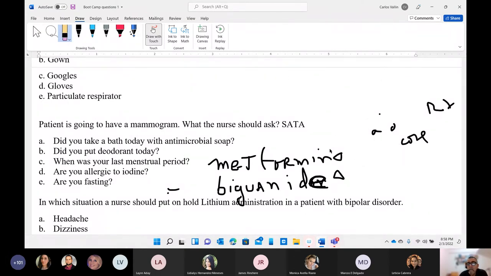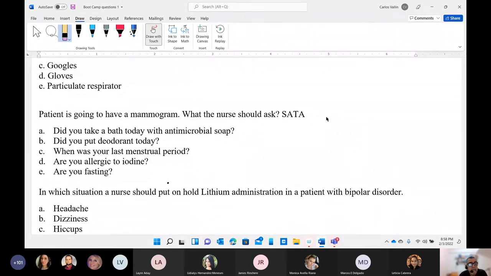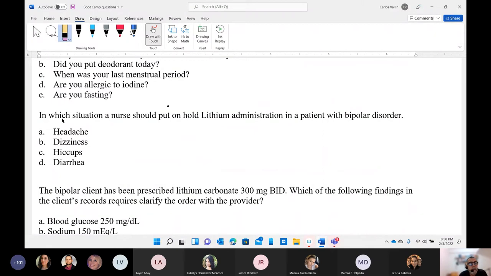I don't know if it's going to be in your test or not, but anything can be in your test, okay? In which situation should a nurse put on hold? You know that we nurses can withhold. We don't discontinue, we withhold. So if a patient is going to receive digoxin and has a heart rate of 59, we don't give the tablet. We withhold the tablet and call the doctor. We always withhold and call the doctor. The doctor is going to decide if there is a need for discontinuation or if it can be modified.